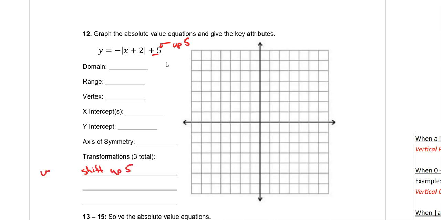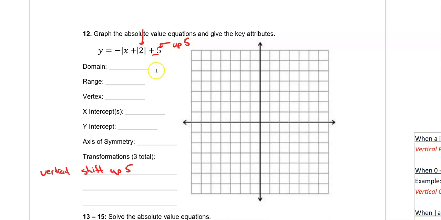And that's one of your transformations, a shift up 5, which is a vertical shift. If you forget to say vertical, that's fine. If you said shift up 5, that would be enough for me to give you credit on the transformation. And then we've got this plus 2, and you have to remember what that does. This number on the outside goes left and right. I mean up and down. So the outside number by itself goes up and down.